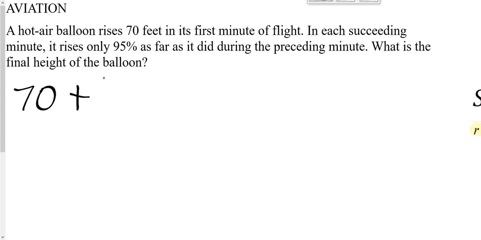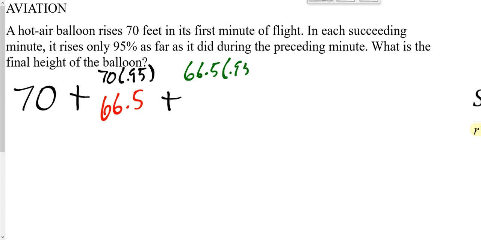And then we go up 95% of that, so 70 times 0.95, which is 66.5. And then we have to go up another 95%, so we're multiplying by another 0.95. So we take that 66.5 times 0.95, and in this case that's 63.175, plus, and it keeps doing this.